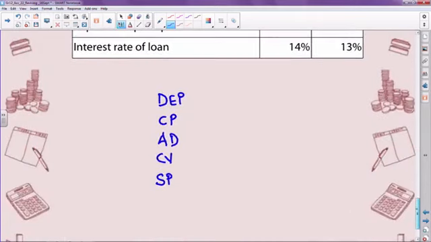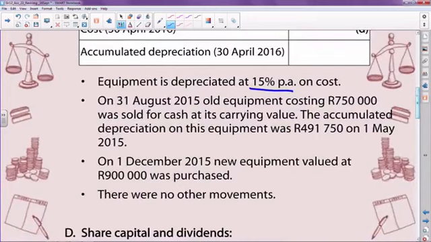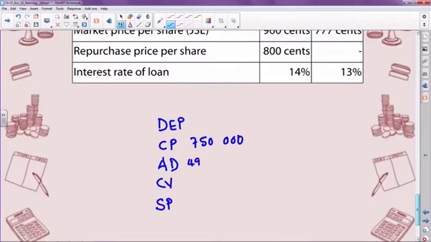Immediately I tell myself, I've got my cost price, 750,000. Clear? And what else do I know? I'm told that the accumulated depreciation on this equipment was 491,750 on the 1st of May 2015. In other words, that's the beginning of your financial year. Immediately I put a plus sign alongside it. Why? Because I'm going to depreciate pro rata for the balance of the year. 491,750 is my opening balance.